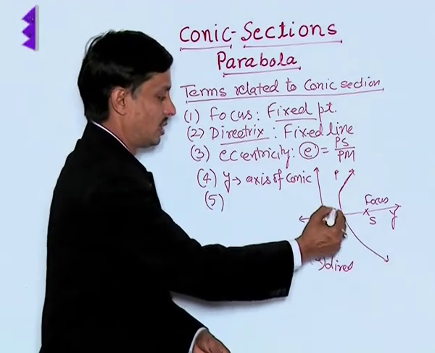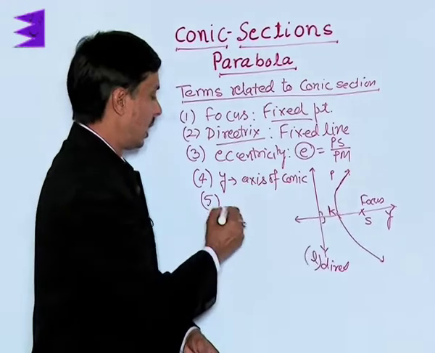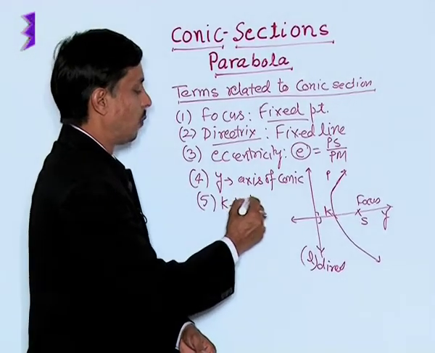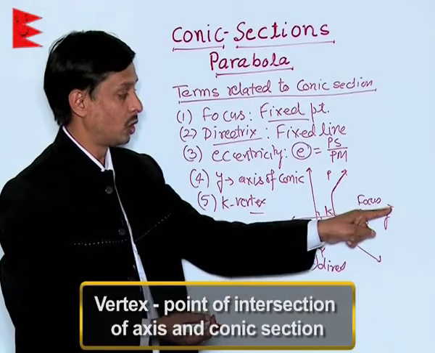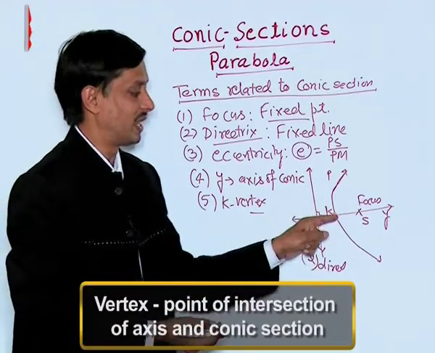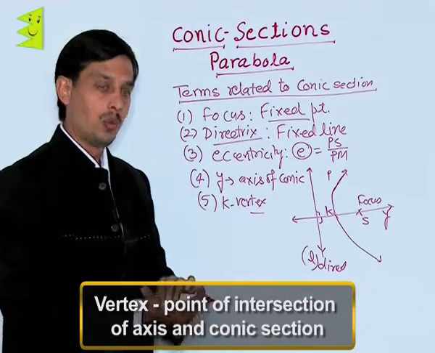Say this point is K. So what is K? K is the vertex. I am telling you what is vertex. Point of intersection of axis and conic section is known as the vertex.